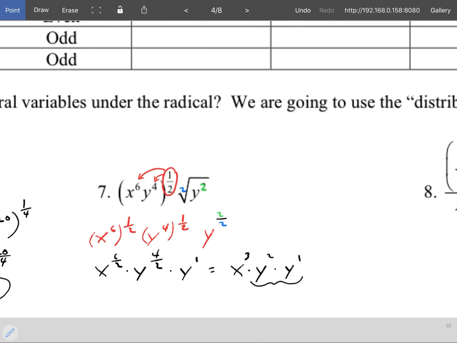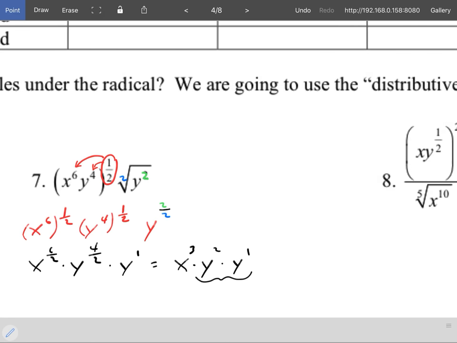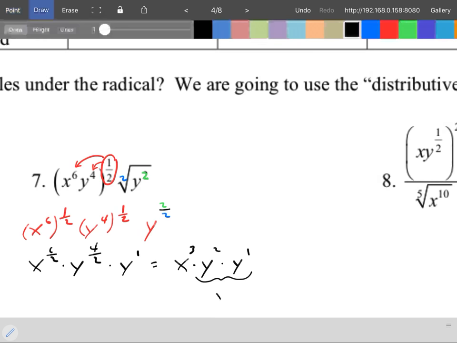So then in the one we're doing, this is going to end up being y to the 2 plus 1 power. So then our final answer on this one is just going to be x to the 3rd times y to the 3rd. So you end up with x cubed, y cubed.